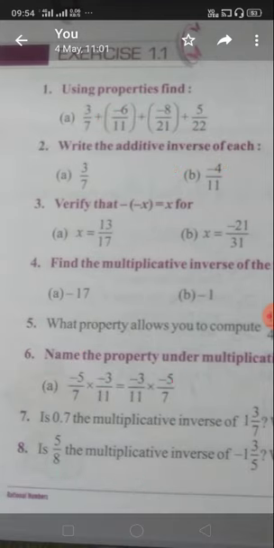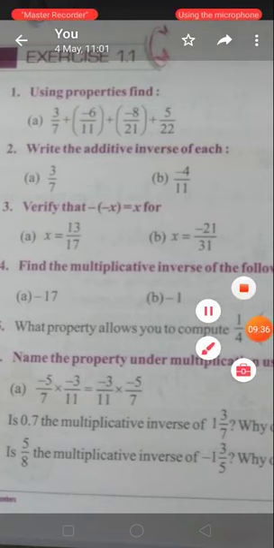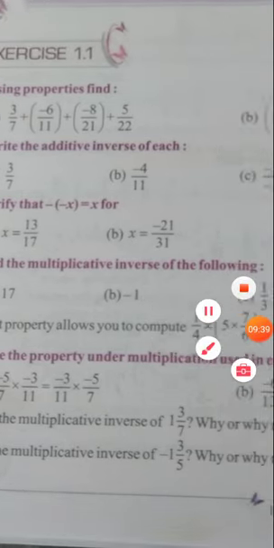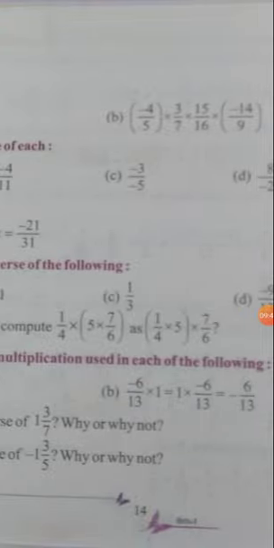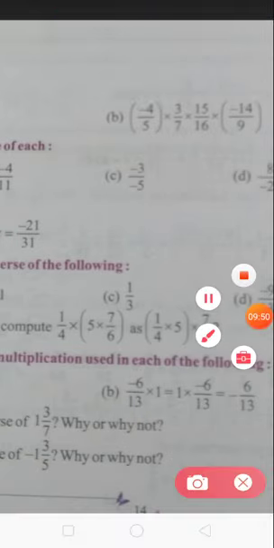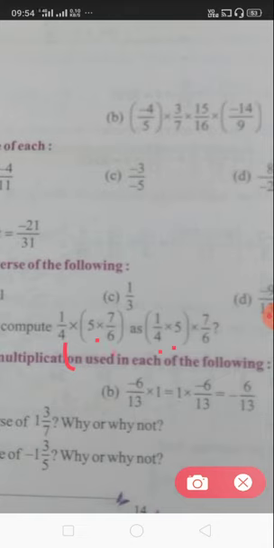Okay, now question number 5: what property do you use to compute minus 1 by 4 into 5 into 7 by 6 as minus 1 by 4 into 5 into 7 by 6? You see here all the numbers are the same: here minus 1 by 4, here minus 1 by 4, here 5, here 5, here 7 by 6, here 7 by 6. So what happens here? You see only the grouping is changed. In the first case, the grouping is in the last two terms, and in the second it is the grouping in the first two terms.